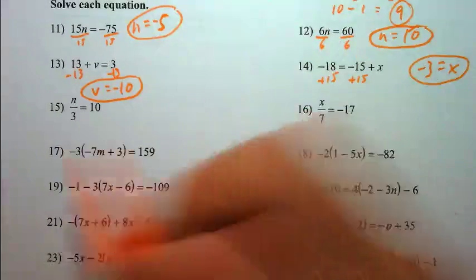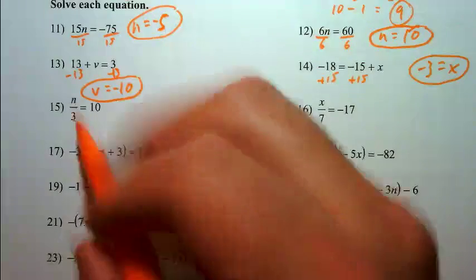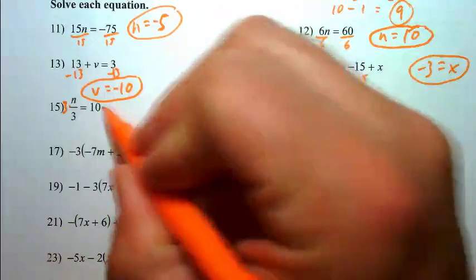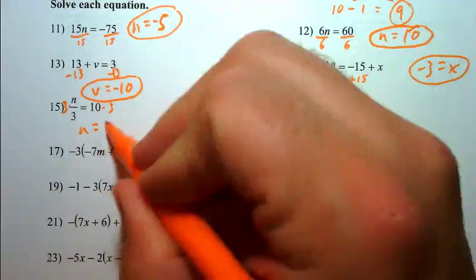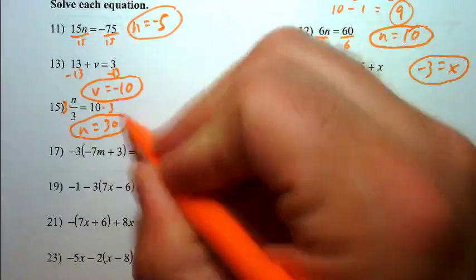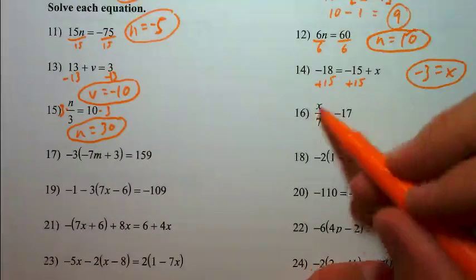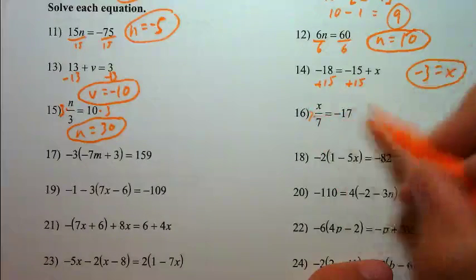On 15, we have a 3 on this side. It's being divided, so we're going to multiply both sides by 3. N equals 30. On 16, we divide by 7, so the opposite is multiplied by 7.